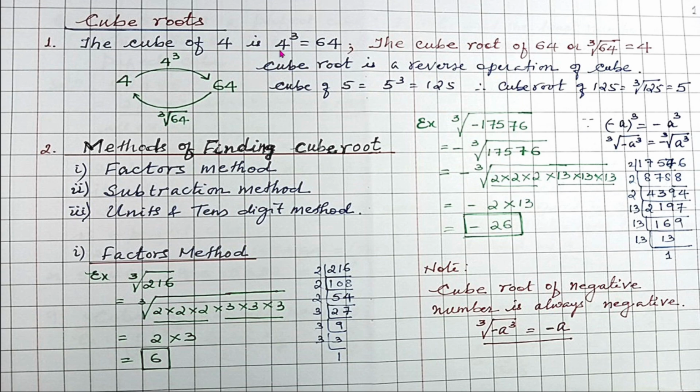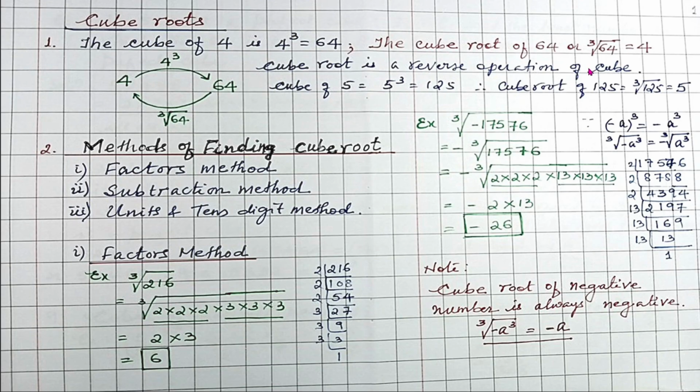Now the cube of 4 is 4 cube, that is 64. The cube root of 64 is 4. Instead of saying cube root of 64, we can use the symbol, a radical with order 3. So we have 64 as the radicand here, the radical sign here, and the order is 3. With order 3, the radical sign, and the radicand being the number of which the cube root has to be found, we have that symbol, and that is 4.